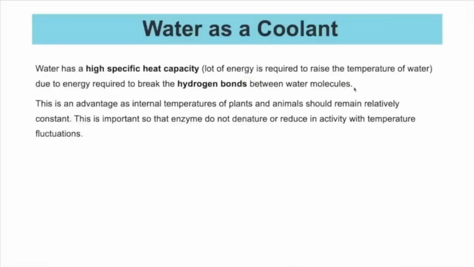Now that's an advantage because it means internal temperatures of plants and animals remain relatively constant. So even if there is a fluctuation in the air temperature, that should mean that the temperature inside of an organism and in the cells remains relatively constant. And that's good because then enzymes are not going to denature, or if it gets really cold, they're not going to reduce in activity too far. So essentially water buffers temperature changes.